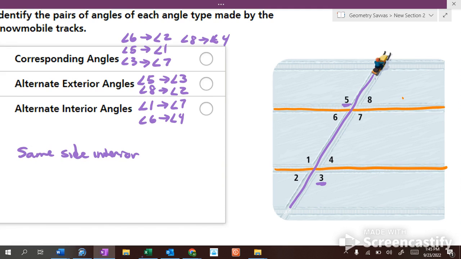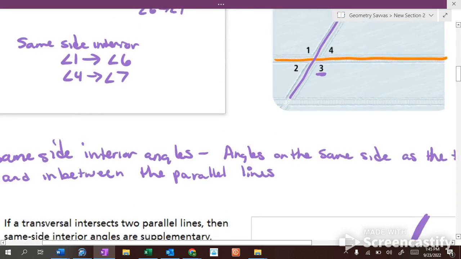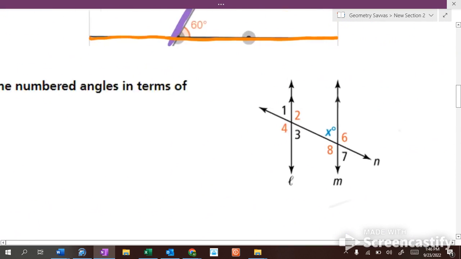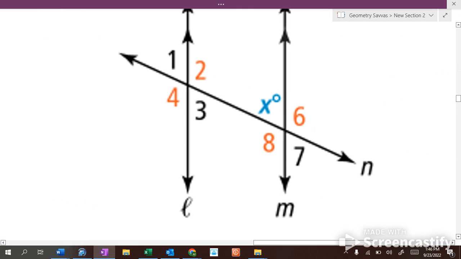So let's look at the same side interior. Angle 1 is same side interior with angle what? 6. Angle 4 with 7. Very good. All right. Once you know one angle, you can figure out every other one of them. Okay? Because alternate interior, alternate exterior and corresponding are all what to each other? Congruent, equal in size. And then the other ones are supplementary.